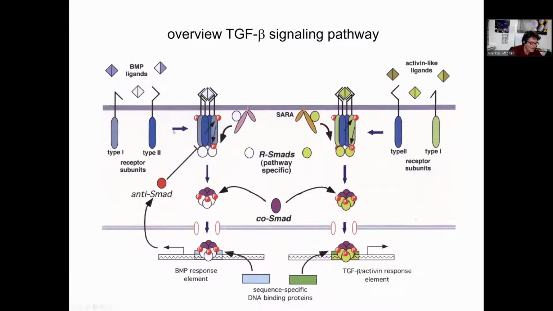Then the cell has realized that there is a ligand outside because it clusters receptors. These receptors transphosphorylate. They also phosphorylate a molecule that is also present in most of the cells, which is a SMAD protein. This is a cytoplasmic protein that is ready to become phosphorylated upon interaction and activation of these receptors here. This molecule becomes phosphorylated, probably as it interacts with another molecule called a SMAD.